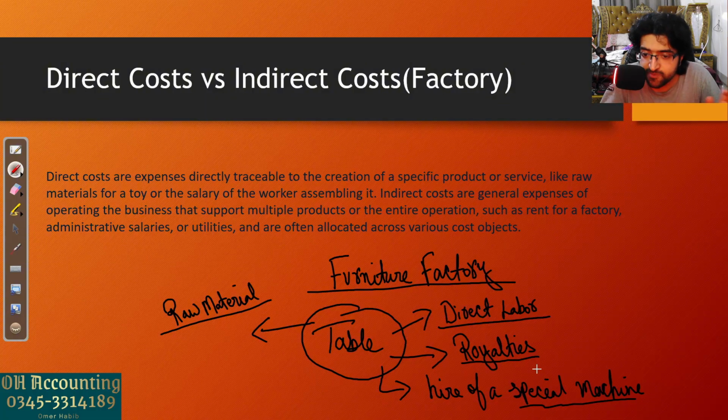So if you're hiring a special machine, let's say you rented it for a month to just complete this order, in that case, this is also a direct expense, right? Because this machine is only being used to manufacture this table, right?